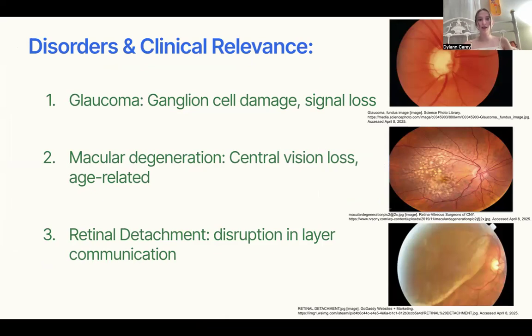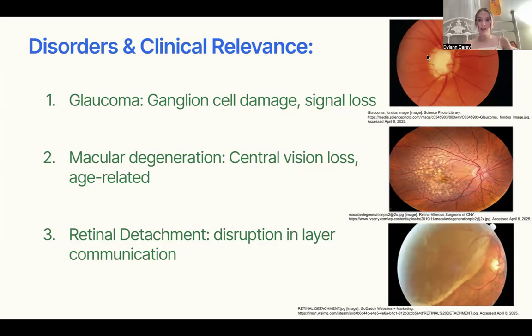I have this section in there, honestly, to highlight the importance of going to your optometrist and getting your annual exams. Most times at annual exams, they will take pictures of the back of your eye or do a dilation. These are all Optomap pictures of the retina. The first one is a picture of glaucoma. And glaucoma is just ganglion cell damage, which obviously causes signal loss.